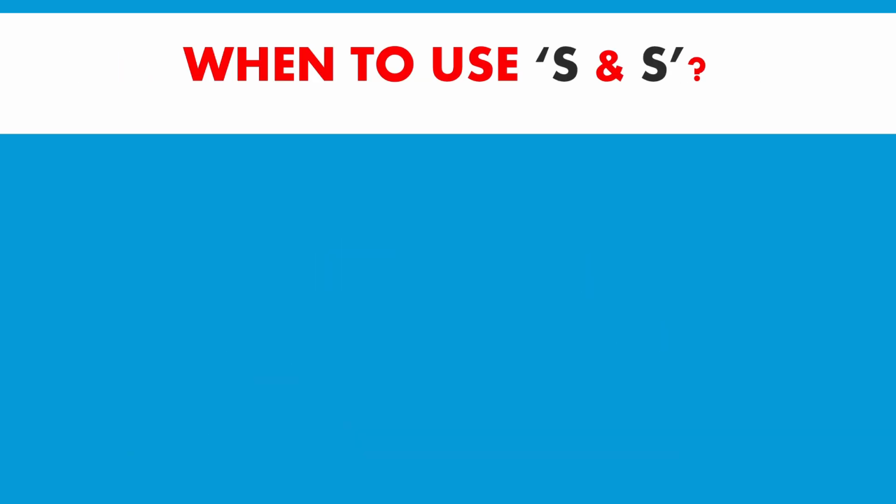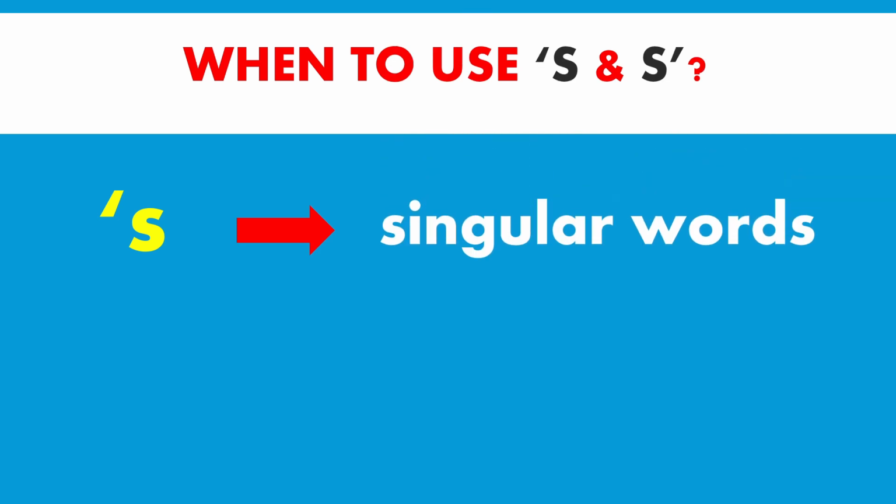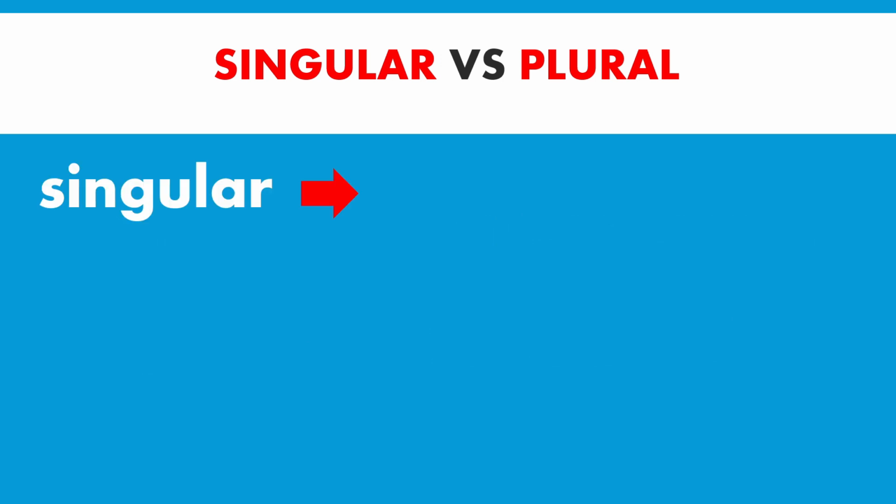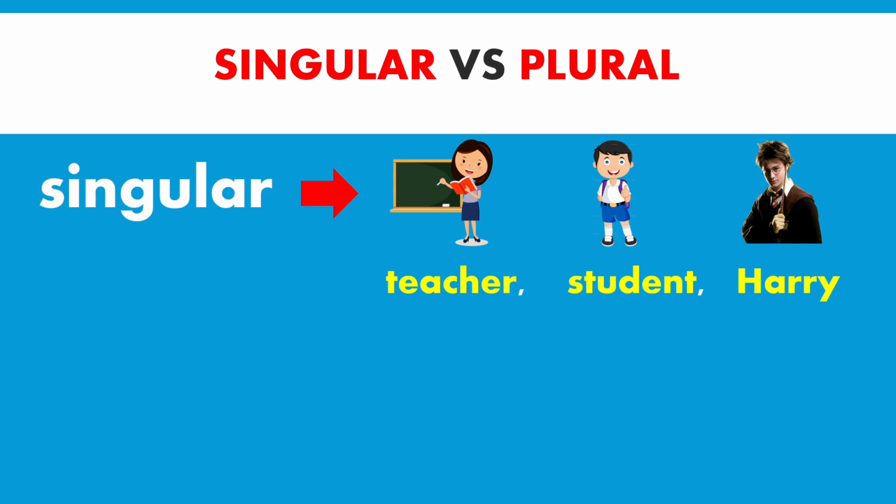So when do we use apostrophe s and s apostrophe? We use apostrophe s when there are singular words, and for s apostrophe we use it when there are plural words. Now, what does that mean with singular words and plural words? Let me give you an example. When we talk about singular, singular means one. So the examples that I show you here is only a teacher, a student, and also Harry.